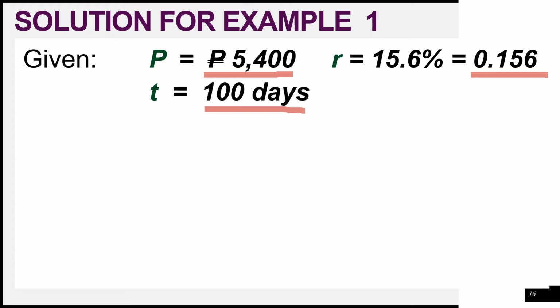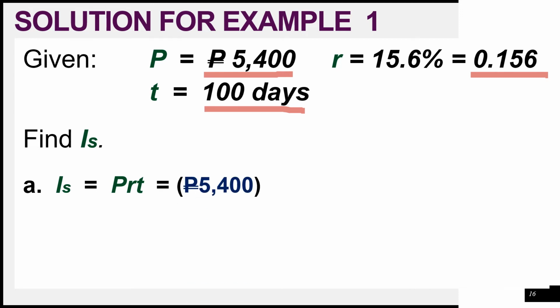Take note that since we are solving using the ordinary simple interest and the exact simple interest, we are not going to convert this into years anymore. Now, let's solve for the simple interest. For the first one, we are going to solve for the ordinary simple interest with the following data. Our principal is 5,400 times the rate, which is 0.156, times the term, which is 100 over 360.